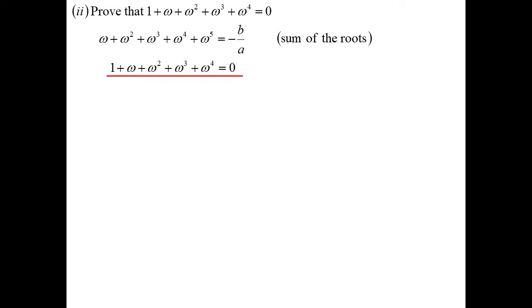But hang on, how did I get 1? Oh, that's right. Omega to the power of 5 is equal to 1. We've established that. There's our result. Yeah, that's an okay way of doing it.